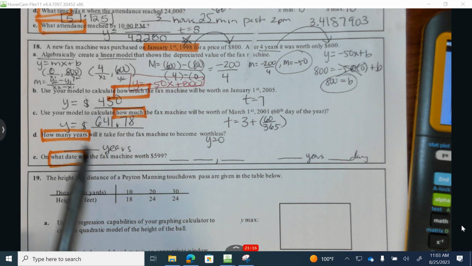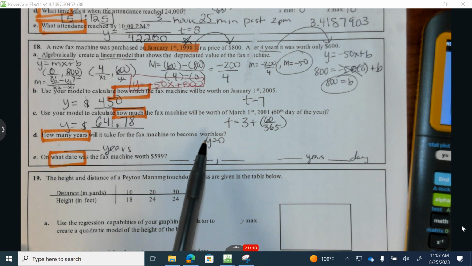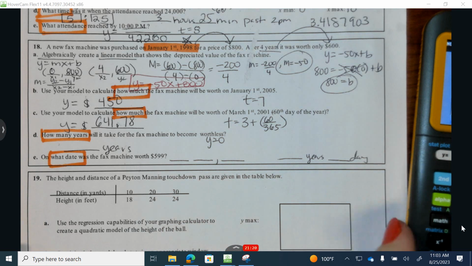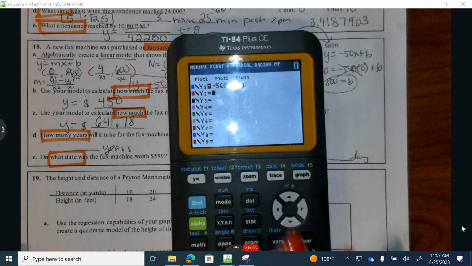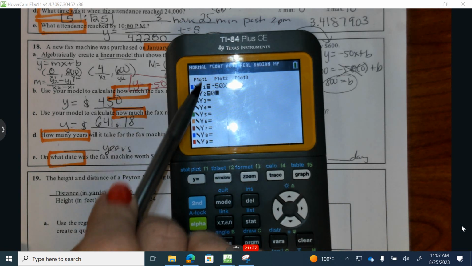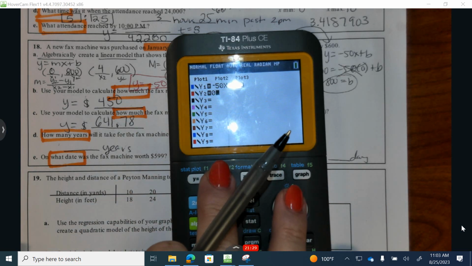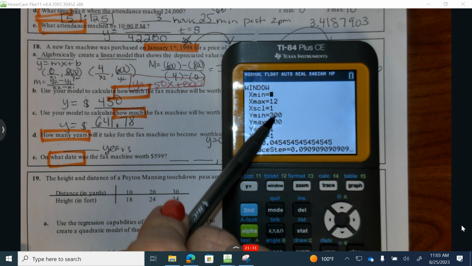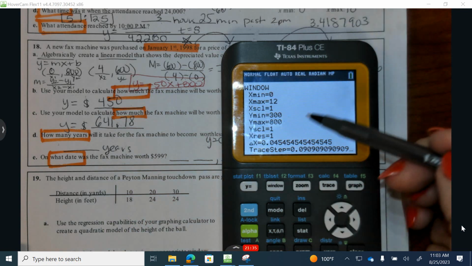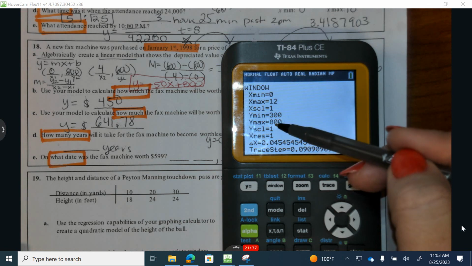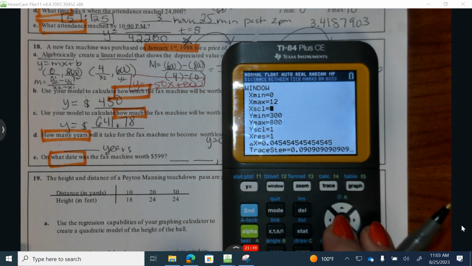Okay, thank you. How many years until the value is worthless? Go to y equals, and before I do, I'm going to go y equals and go down to 0. And then I want you to go to Window. Now, is 0 in between the range of 300 to 800? Is 0 between 300 to 800? No.